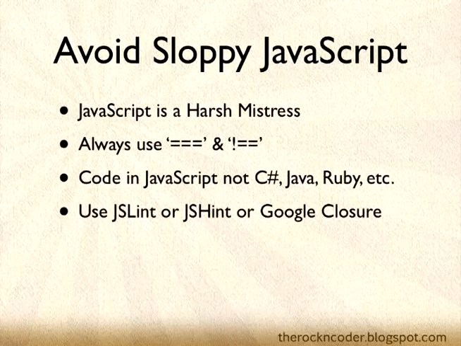As far as avoiding sloppy JavaScript, you have 4 main tenets that I'm going to talk about. First off, JavaScript is a harsh mistress. There's no getting around that. It will confound you sometimes. Probably the #1 bug, at least that we used to have in our code, is not always using triple equal signs or the bang and 2 equal signs, and instead using 2 equal signs or a bang equal sign. I'll show you exactly why in code. Also, you've got to try to code in JavaScript and not in C#, not in Java, not in Ruby, etc. And the final thing is you got to use some sort of linter.